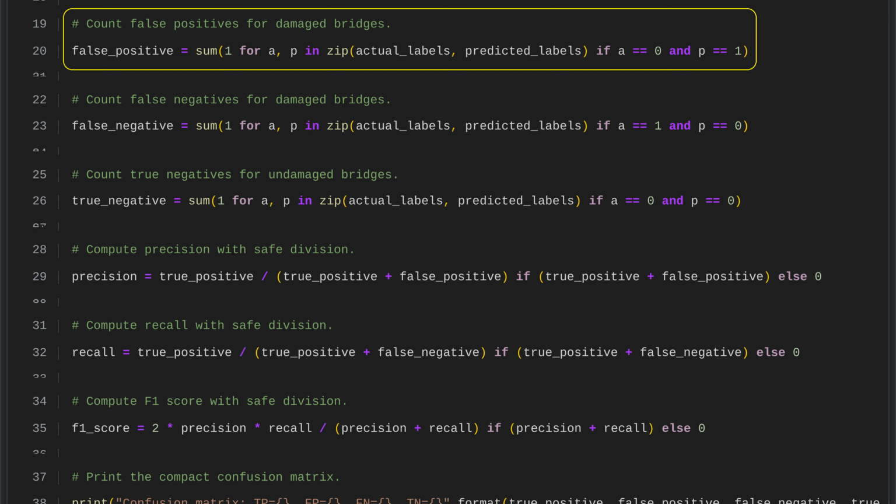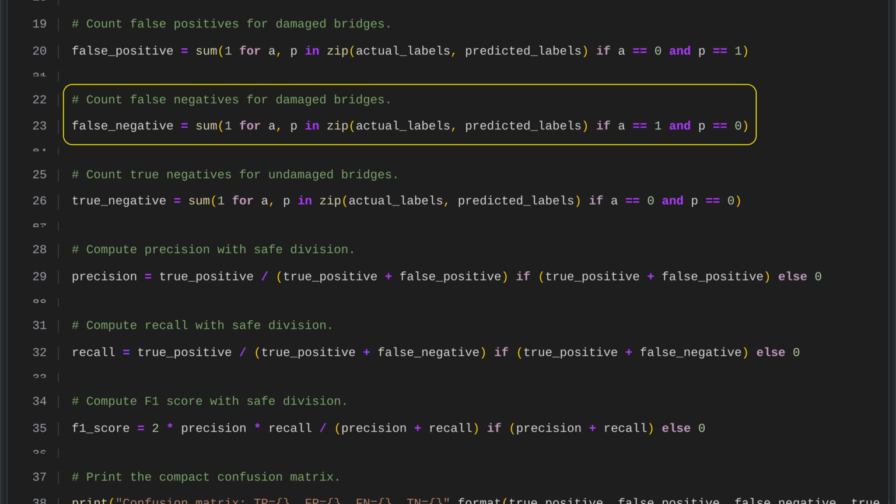To count false positives in bridge inspection predictions, compare each actual label with its predicted label. A false positive occurs when the actual label shows no damage, but the prediction indicates damage. The total false positives are found by counting all cases where this mismatch occurs.